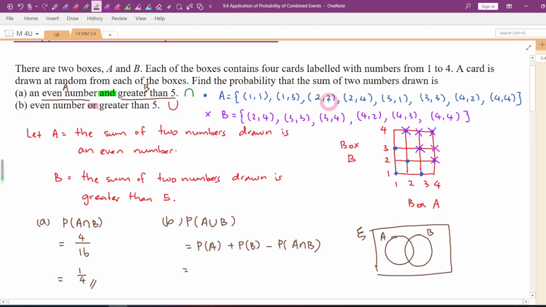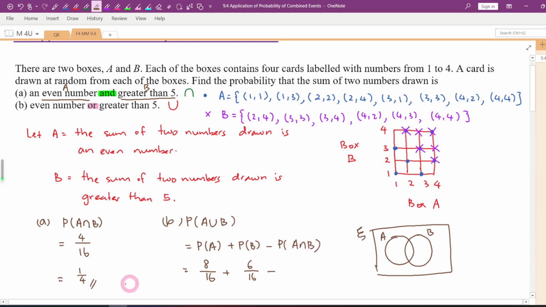Probability of event A: 1, 2, 3, 4, 5, 6, 7, 8, so it will be 8 over 16. Probability of event B: 1, 2, 3, 4, 5, 6, so 6 over 16. How do I get 16? Because this is the number of elements in the sample space. 4 times 4, you get 16. You have 16 intersection points here.